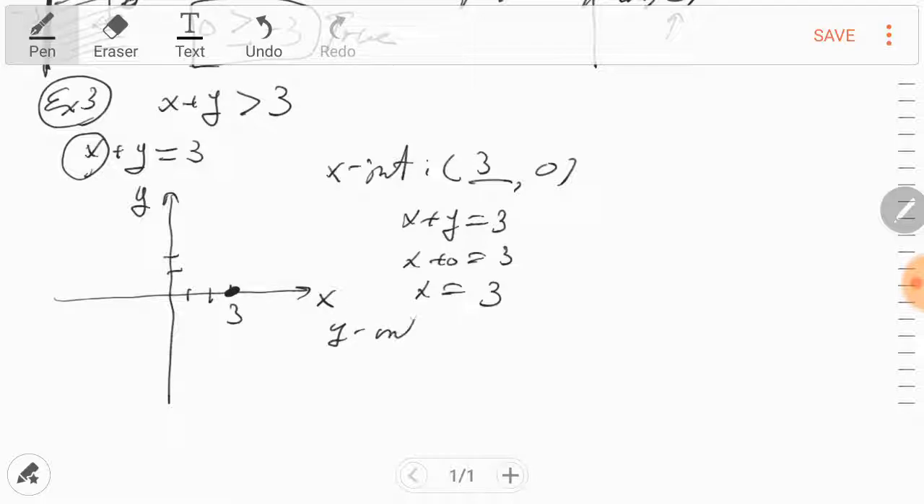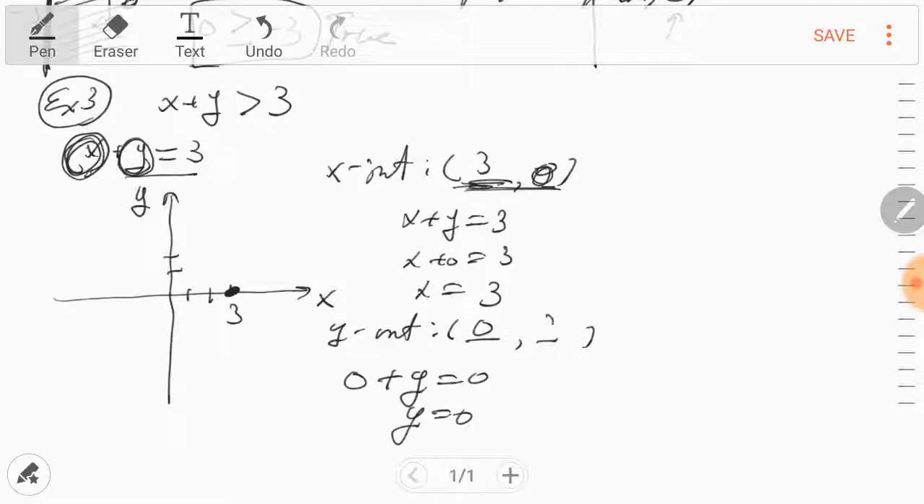How about the y-intercept? For the y-intercept, set the x value to 0. For the x-intercept, we set the y value to 0, then x equals 3. So this is the x-intercept. For the y-intercept, set the x value to 0, then y equals 3. So the y-intercept is x equals 0, y equals 3. So this is the y-intercept.